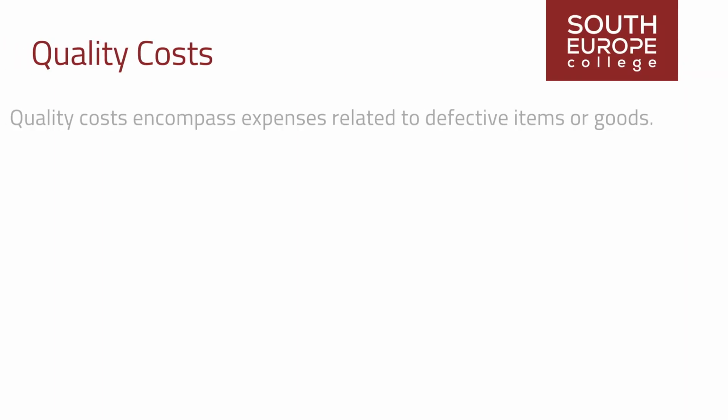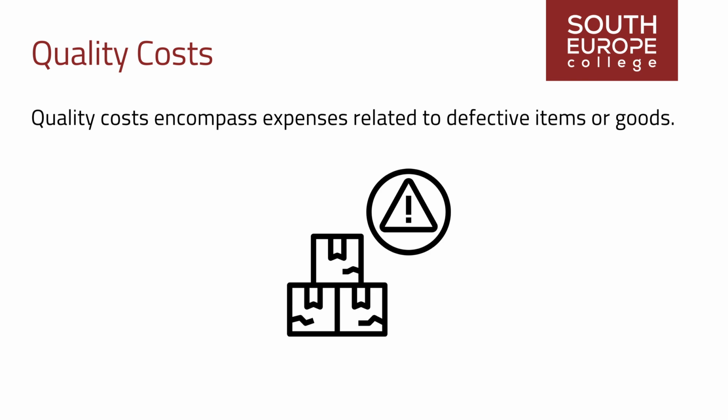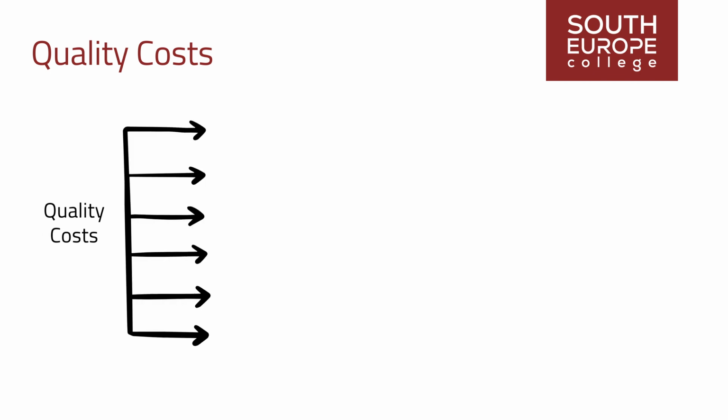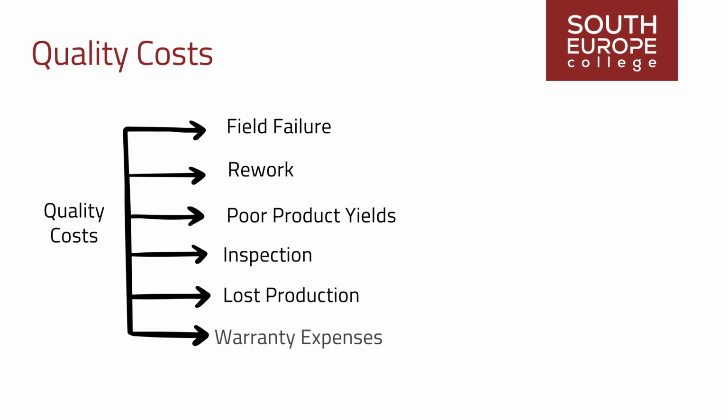Quality costs encompass expenses related to defective items or goods. The overall cost of inventory ownership extends beyond unit, ordering, and carrying costs. Assessing the cost of subpar quality aids in pinpointing underlying issues. Additional costs stemming from faulty inventory encompass field failure, rework, poor product yields, inspection, lost production, and warranty expenses.